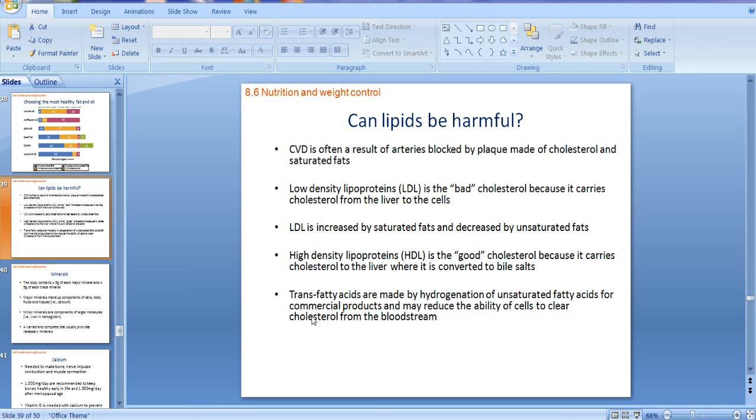However, it's been proven that they're really, really bad for you. They build up in your blood vessels. They'll cause plaque to build up. The cells can't get rid of it, and the cells can't get rid of the cholesterol if it's there. So it's really bad. You should avoid that in your diet.